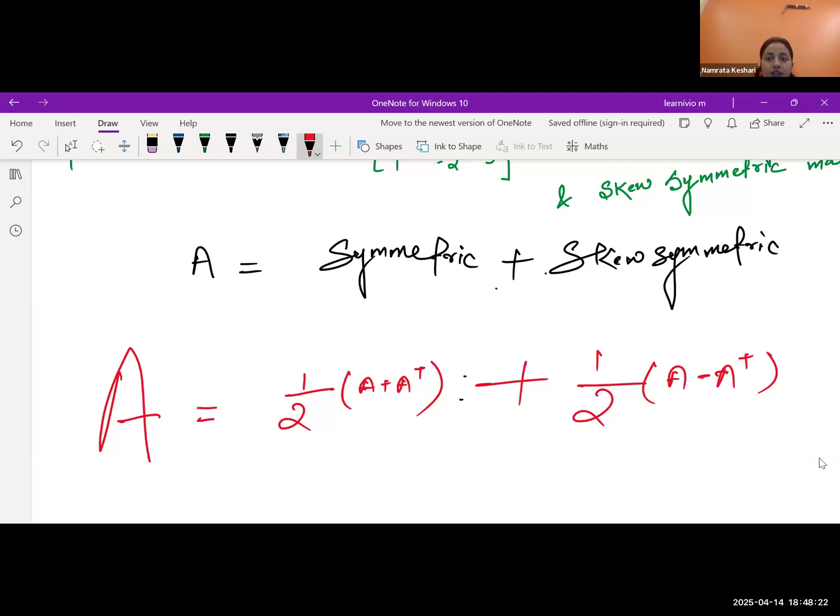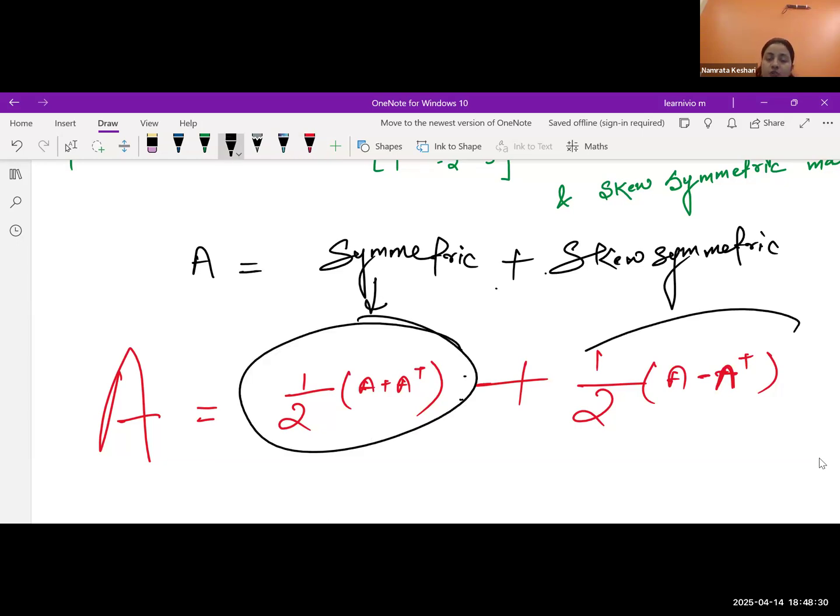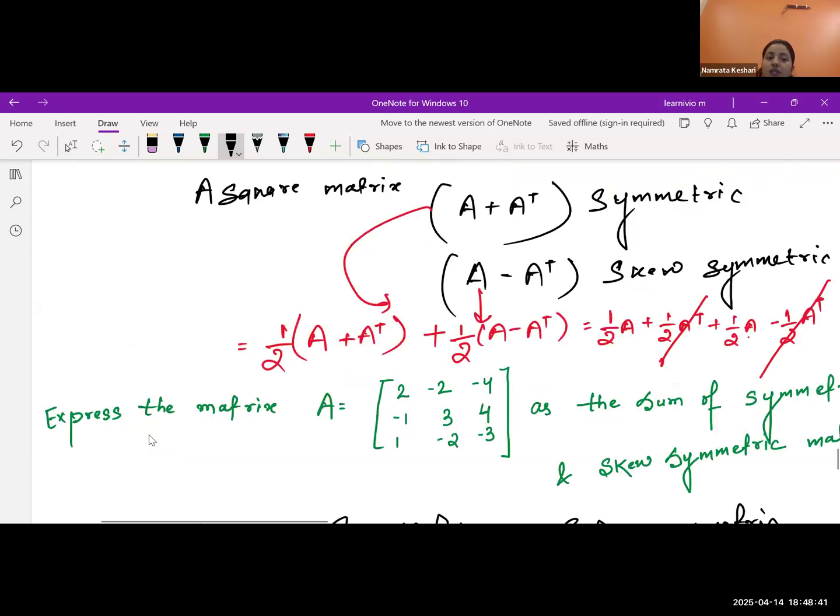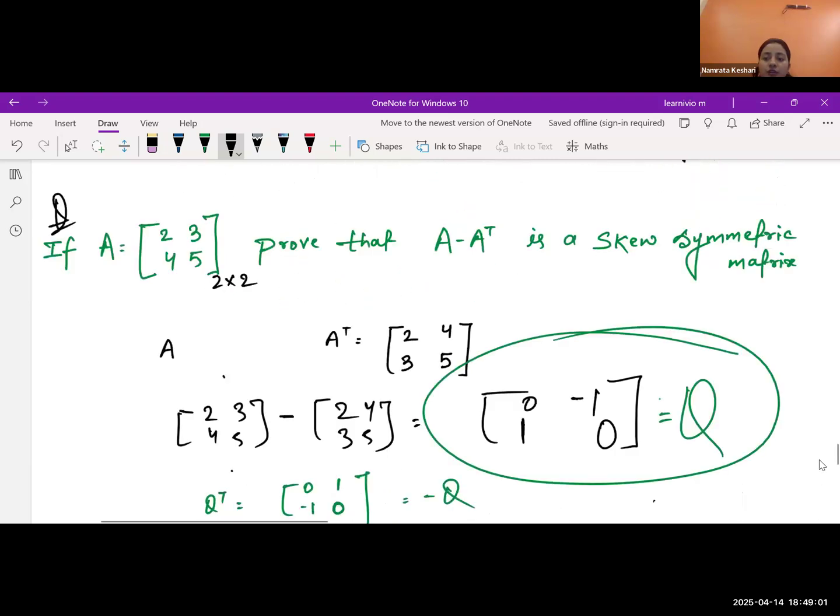Yes, ma'am. Is it making sense? Okay, so this is symmetric, this is skew symmetric. Previously we were taking just A plus A transpose and A minus A transpose, but since we want to make it A, we have taken half. Again, if you want, please read the question. Express the matrix A as the sum of symmetric and skew symmetric. So one new matrix, another new matrix, given the condition that the first is symmetric, another is skew symmetric, and both added together give us A. And this is the best way to get this type of arrangement.